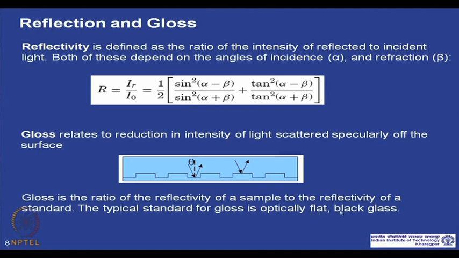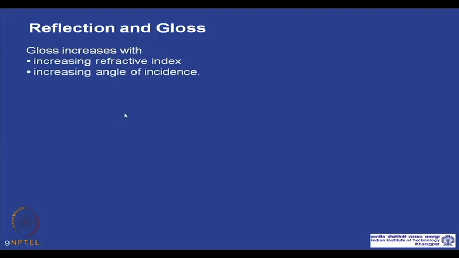So, basically if this is considered a perfectly reflecting material, then the reflectivity of a material compared to this will give the value of gloss. So, gloss will increase with the increasing refractive index, as I discussed, that with the increase in refractive index, the amount of reflected light is higher. So, obviously gloss increases. It increases with the angle of incidence.